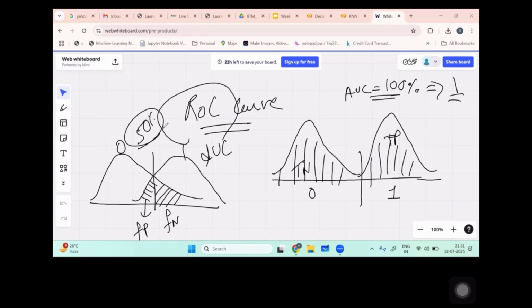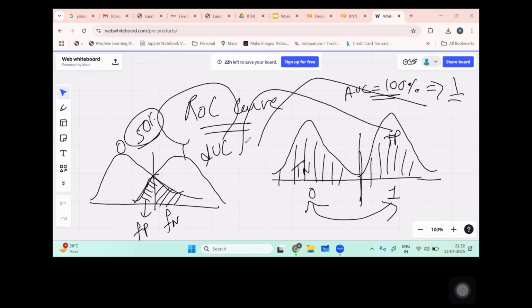We'll see that also. If it is 100%, it means there is no overlap between 0 and 1 cases, only true positive and true negative cases. If it is less than that, somewhat 80%, it is also okay. But 50% means acute overlap. Some of the cases will be like this: false positive and false negative. The overlap area will increase. Just imagine a situation like this. So this is all we have to understand.